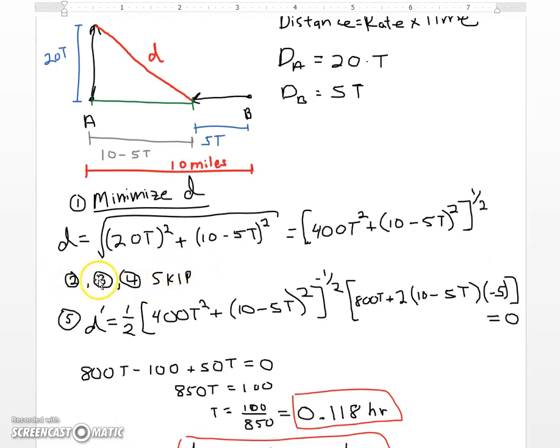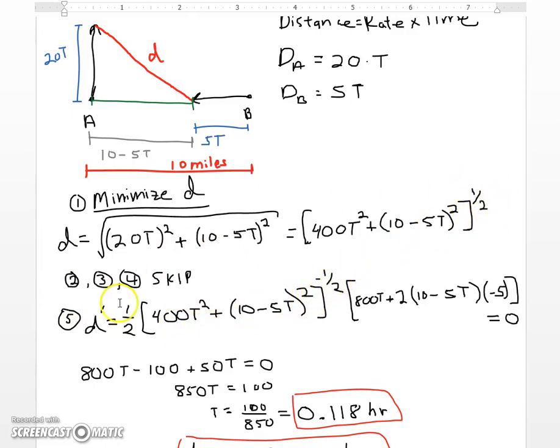Now steps 2, 3, and 4, we can skip, because the distance function is already in terms of only one variable. There's no need to do steps 2, 3, and 4 because the purpose for those is to get this function all in terms of one variable. So we can go straight to step 5, take the derivative, which is the chain rule.